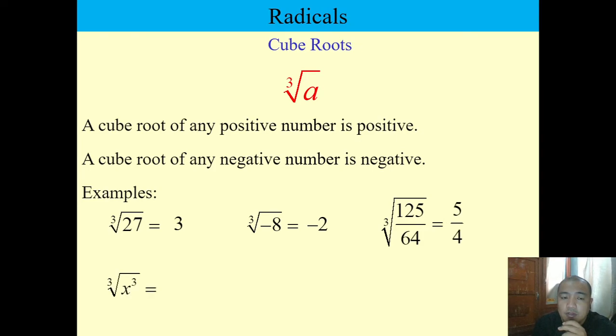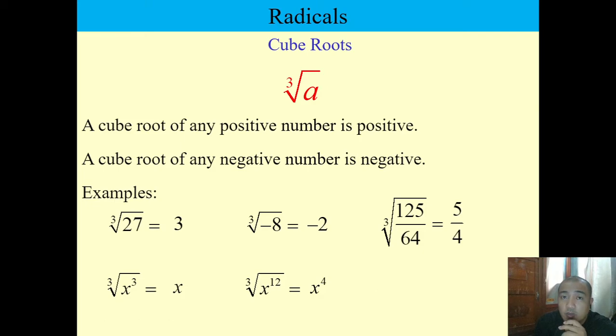5 fourths. What's the cube root of x cubed? X. What's the cube root of x to the 12? X to the 4th. Where did we get x to the 4th? We just divide 12 by 3, so 4. Then for the next one, 3 divided by 3 is 1, which is just x. X raised to 1 is x, so it is just x.